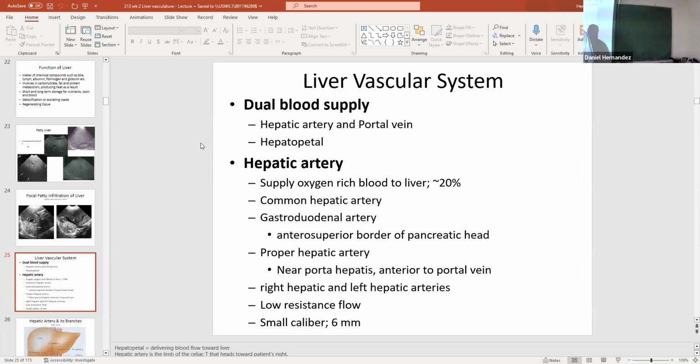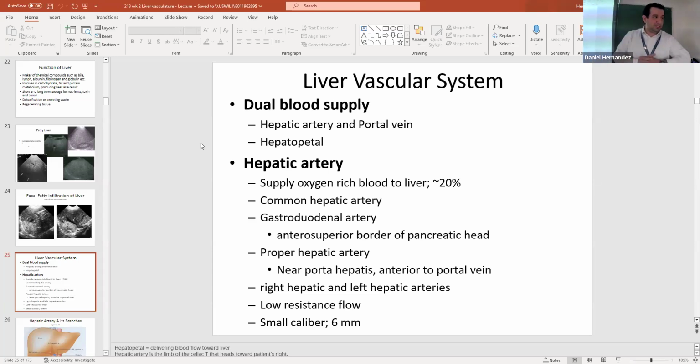Blood supply. We touched a little bit on this in maybe one of our first vascular classes. The liver has a dual blood supply. There are two vessels bringing blood flow to the liver: the hepatic artery and the portal vein. We describe blood flow that's traveling into the liver, or towards the liver, as being hepatopedal. That's the term we use to describe blood flow traveling towards the liver.